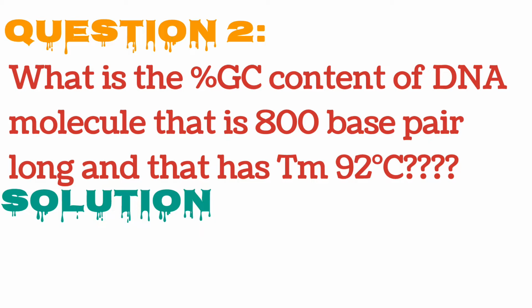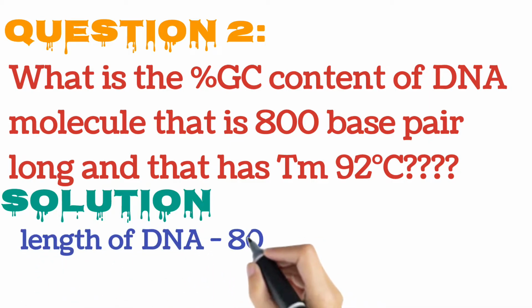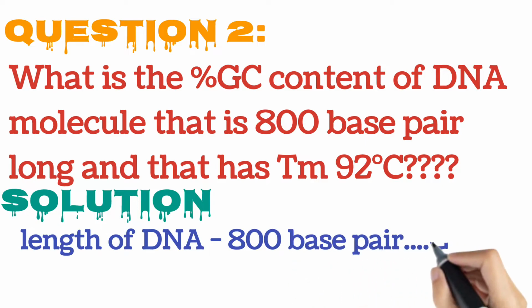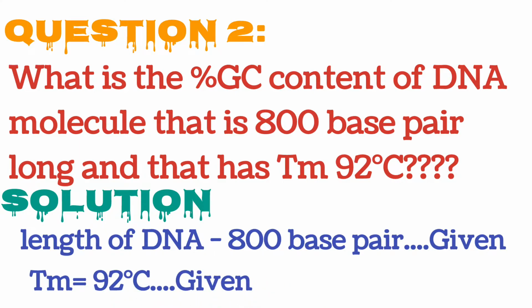Okay, so the length of DNA is given, it is 800 base pair. Tm is also given, which is 92 degrees centigrade. And you need to know the percent GC content. Now in the first question you were asked to find out the Tm value. Percent GC was given.